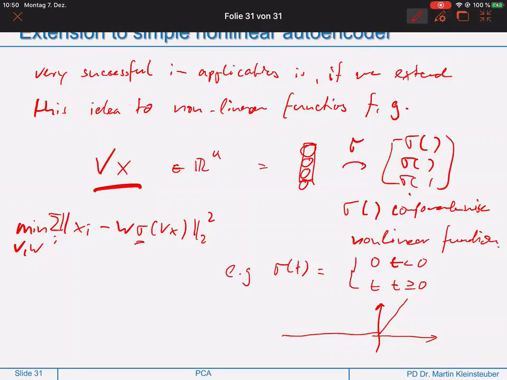Is autoencoder one kind of PCA? Yes, a linear autoencoder is equivalent to PCA. This is exactly the answer, Ryan, that you gave. Very good. Okay, good.